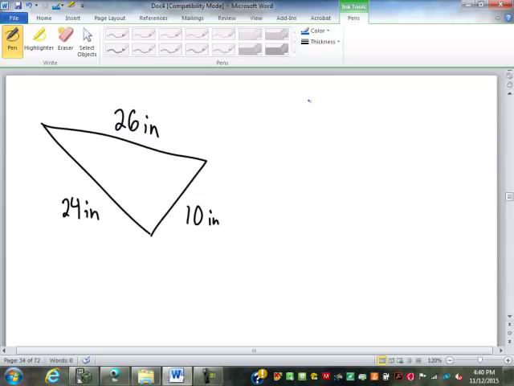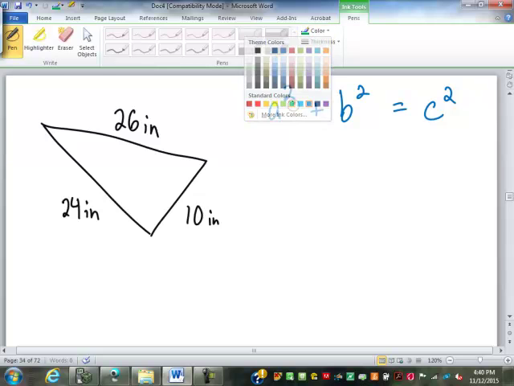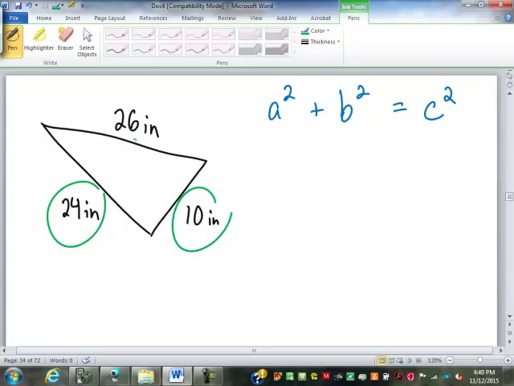Well, a squared plus b squared equals c squared. Now, A and B would be the legs, and we don't know if there's a right angle, so how would we know which ones would be the legs? The shorter ones. The hypotenuse, C, is always the longest side. So the two shorter ones have to be A and B. So 24 squared plus 10 squared. Now, I'm not going to put an equal sign in here. I'm just going to put a line. The reason I'm not putting an equal sign in there is I don't know if they're equal.